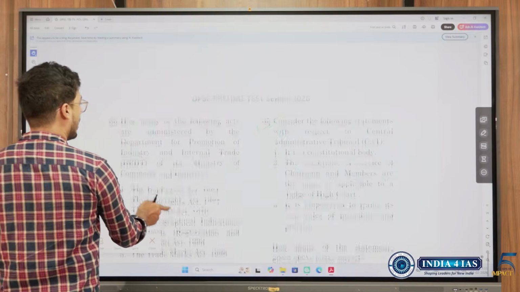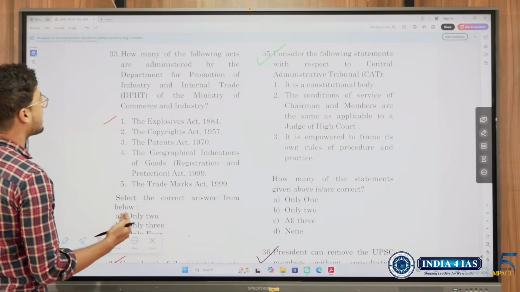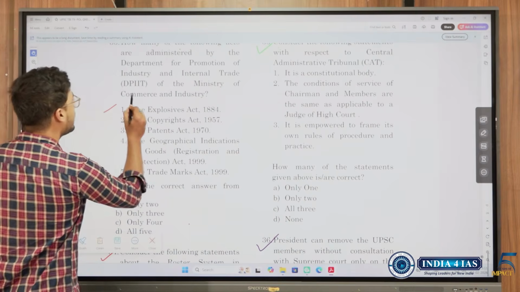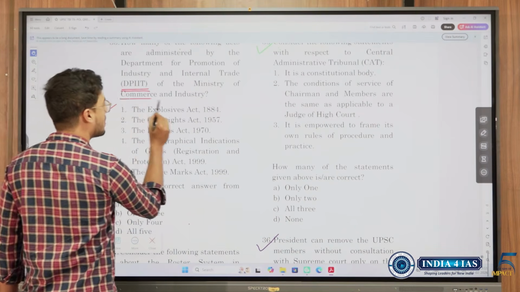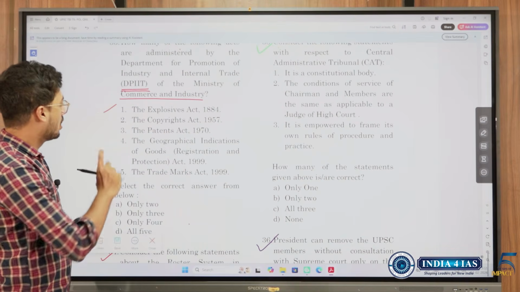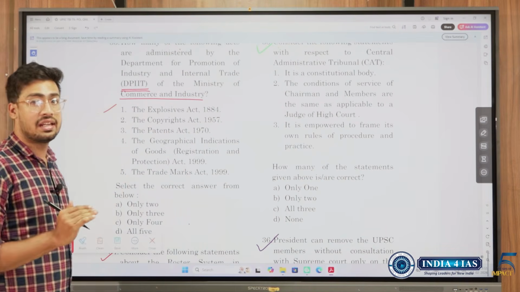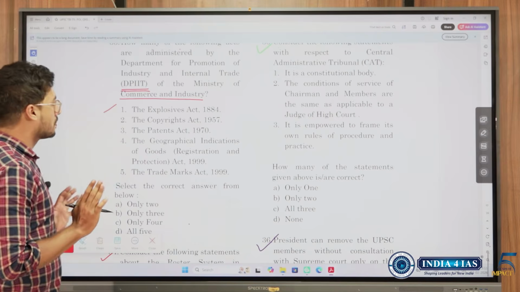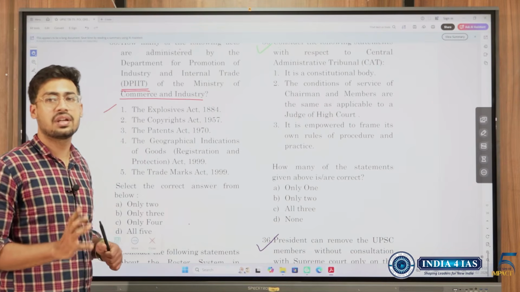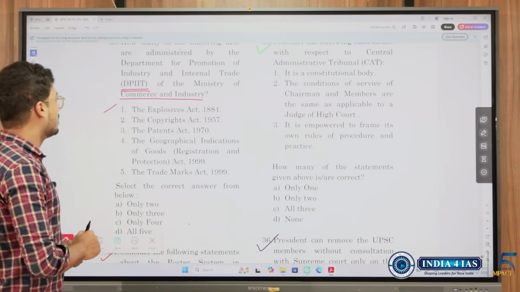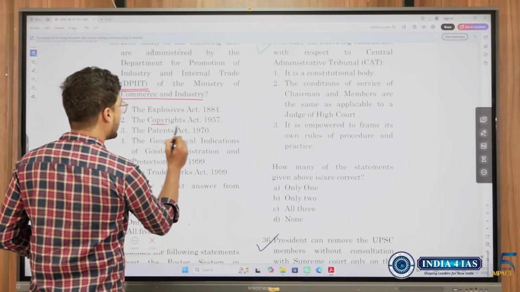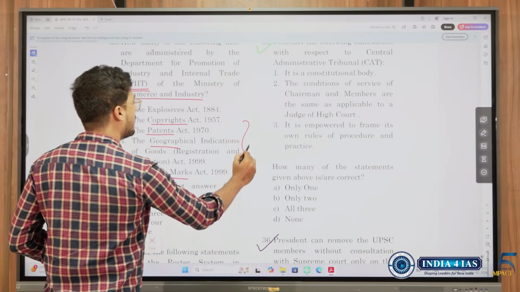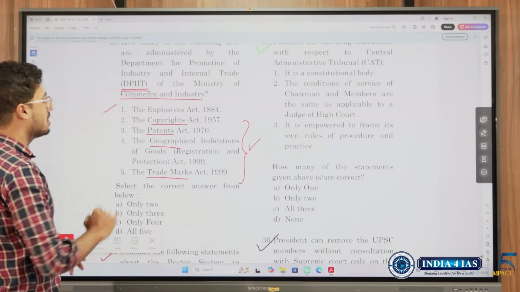Sangeet Natak Academy, I'll skip this question. How many of the above acts are administered by DPIIT? See, DPIIT is another important body which is under the Ministry of Commerce and Industry. So there are certain acts on which DPIIT has the power to exercise. For example, what does DPIIT do? Basically, it protects patents and intellectual property rights. So DPIIT covers copyrights, patents, GI, trademarks, similar things. So DPIIT will protect these things.